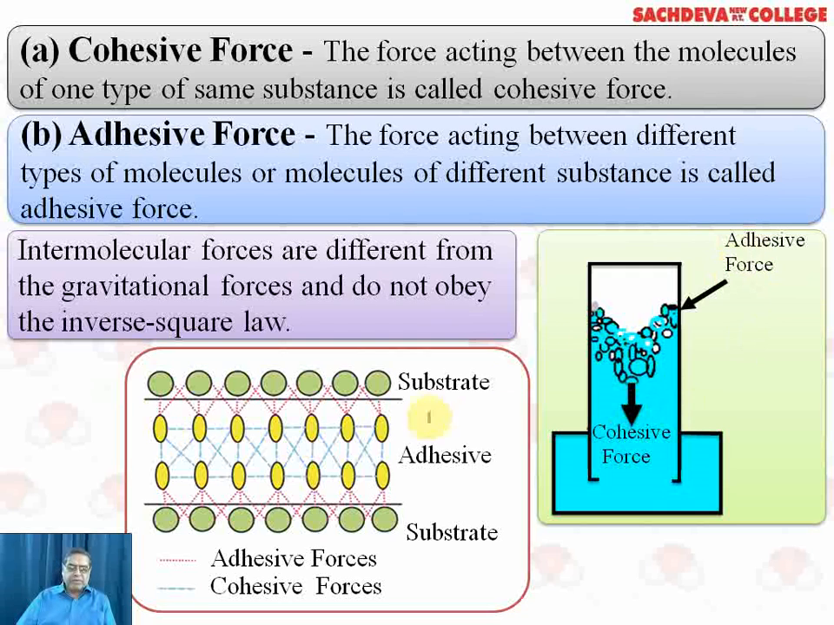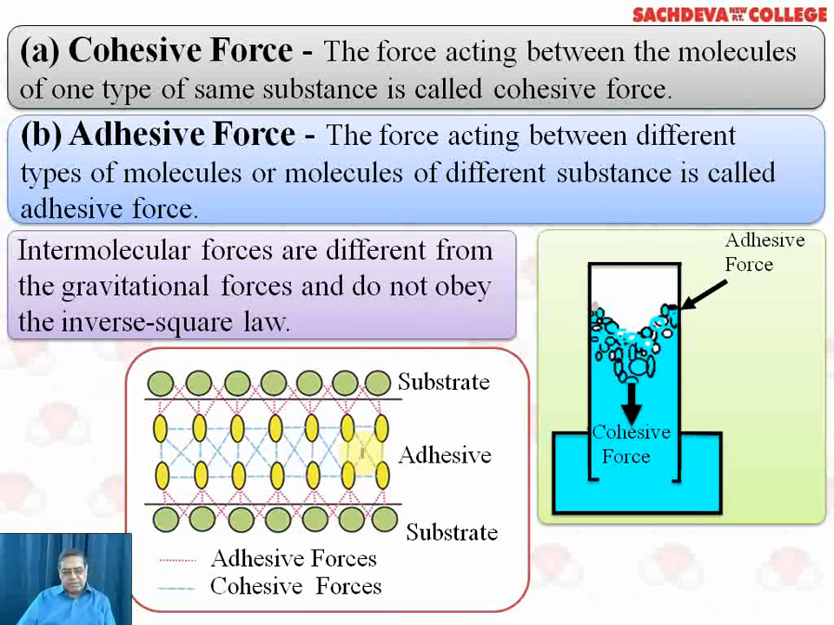And on the left side, we are finding there is substrate and there is adhesive, and then at the bottom again it is substrate. So, the pink lines are indicating the adhesive forces, whereas the slightly green or bluish lines are indicating the cohesive forces. Adhesive forces are always among the molecules of two different substances like glass and liquid. And when we speak of cohesive forces, these are the forces among the molecules of the same substance.